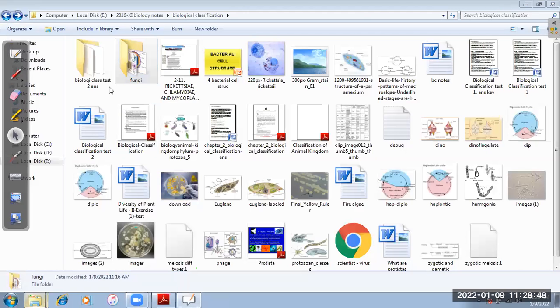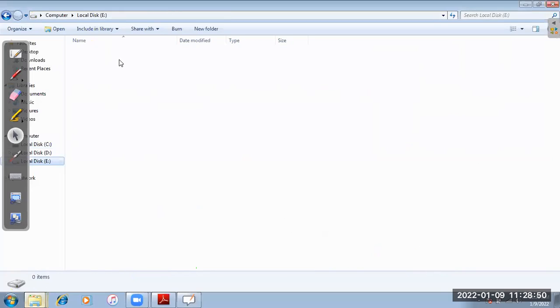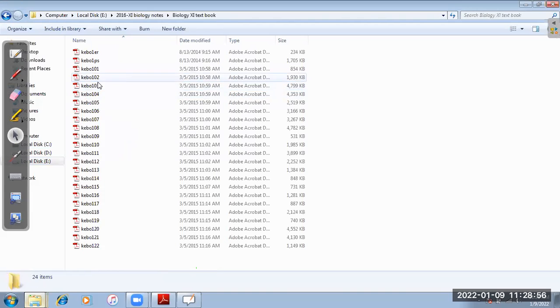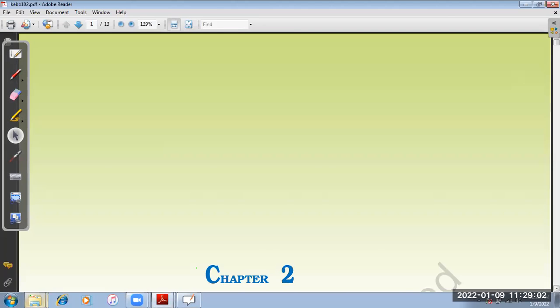Now coming to the desktop here, I'll tell you from a textbook. Okay, I'll just tell you how to read this entire thing with regards to fungi.